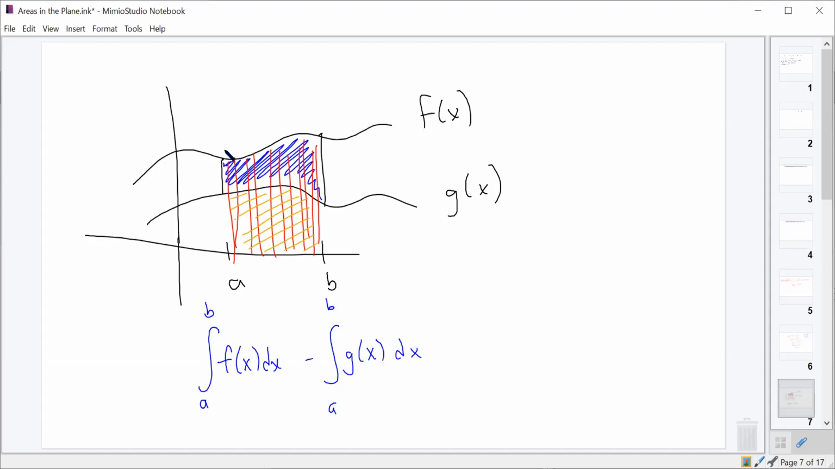And so if I'm going to do f of x, that's going to give me everything in red, and g of x will subtract off all the stuff that I did across with orange, which will just leave me with the stuff in blue between the two of them. Make sense?